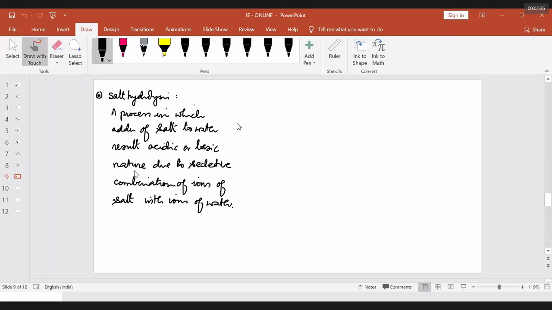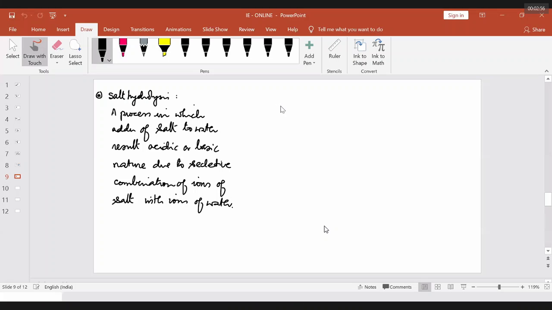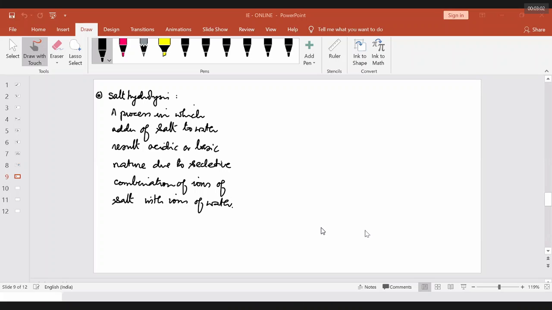Hydrolysis means combination of ions of salt, and which type of combination? Selective combination of ions of salt with ions of water. This process is known as salt hydrolysis. And to enjoy the beauty of this definition, let us try to understand very basically and systematically the real meaning of the word selectively reacting. Ions of salt and ions of water are selectively reacting.